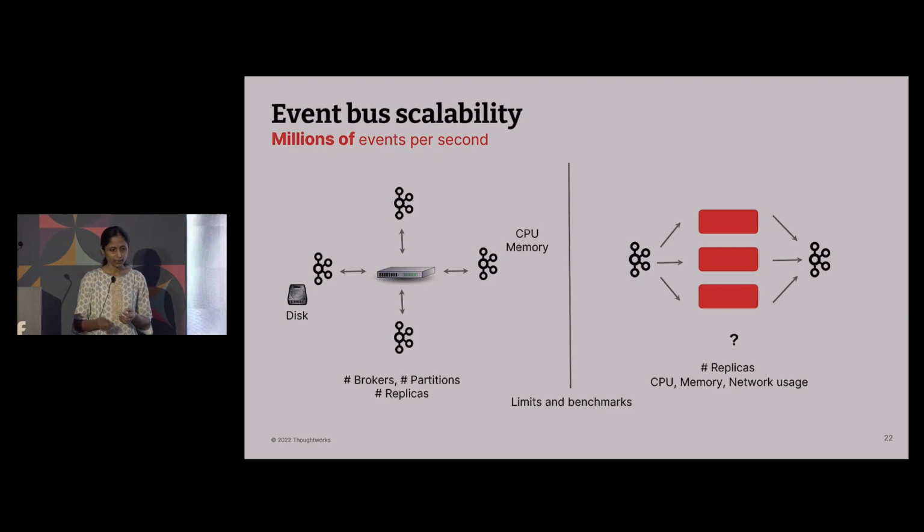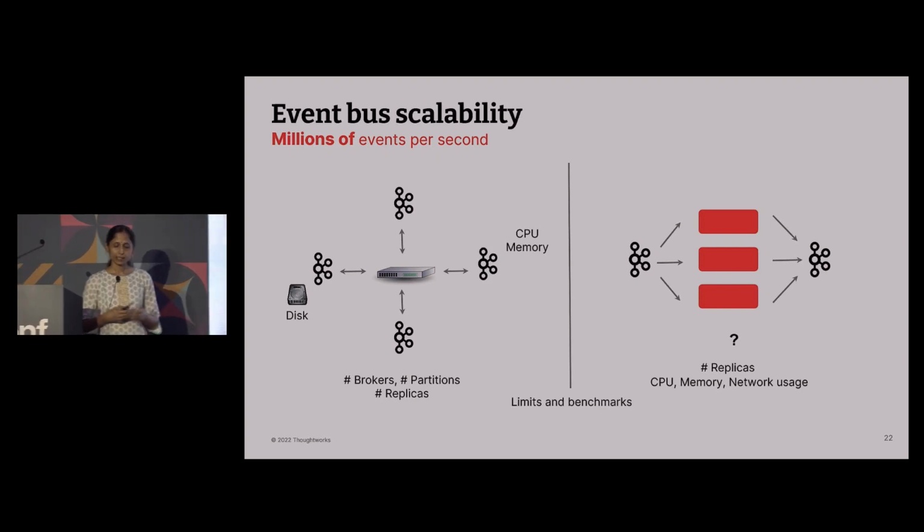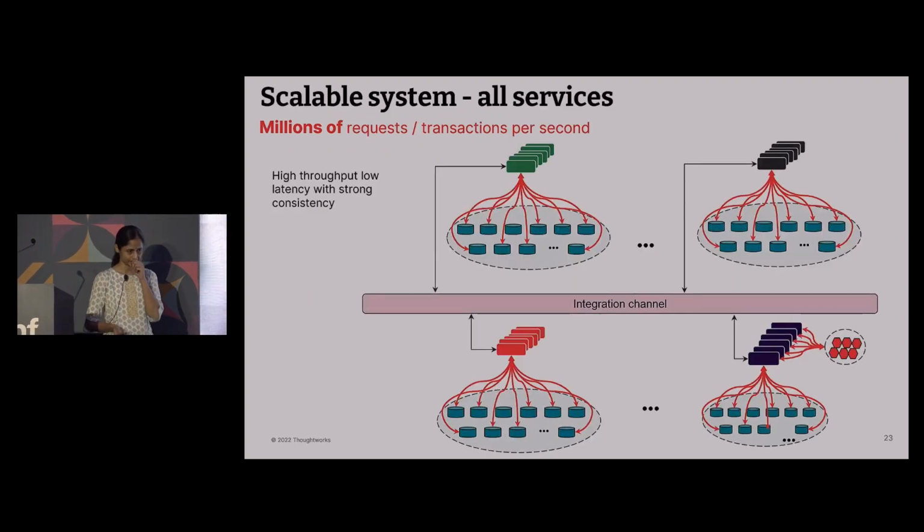That's very critical. Plus we also need to understand what is the level of parallelization. So can your event bus scale? It can if your consumers also can scale. So that level of parallelization your consumers also should be able to leverage.